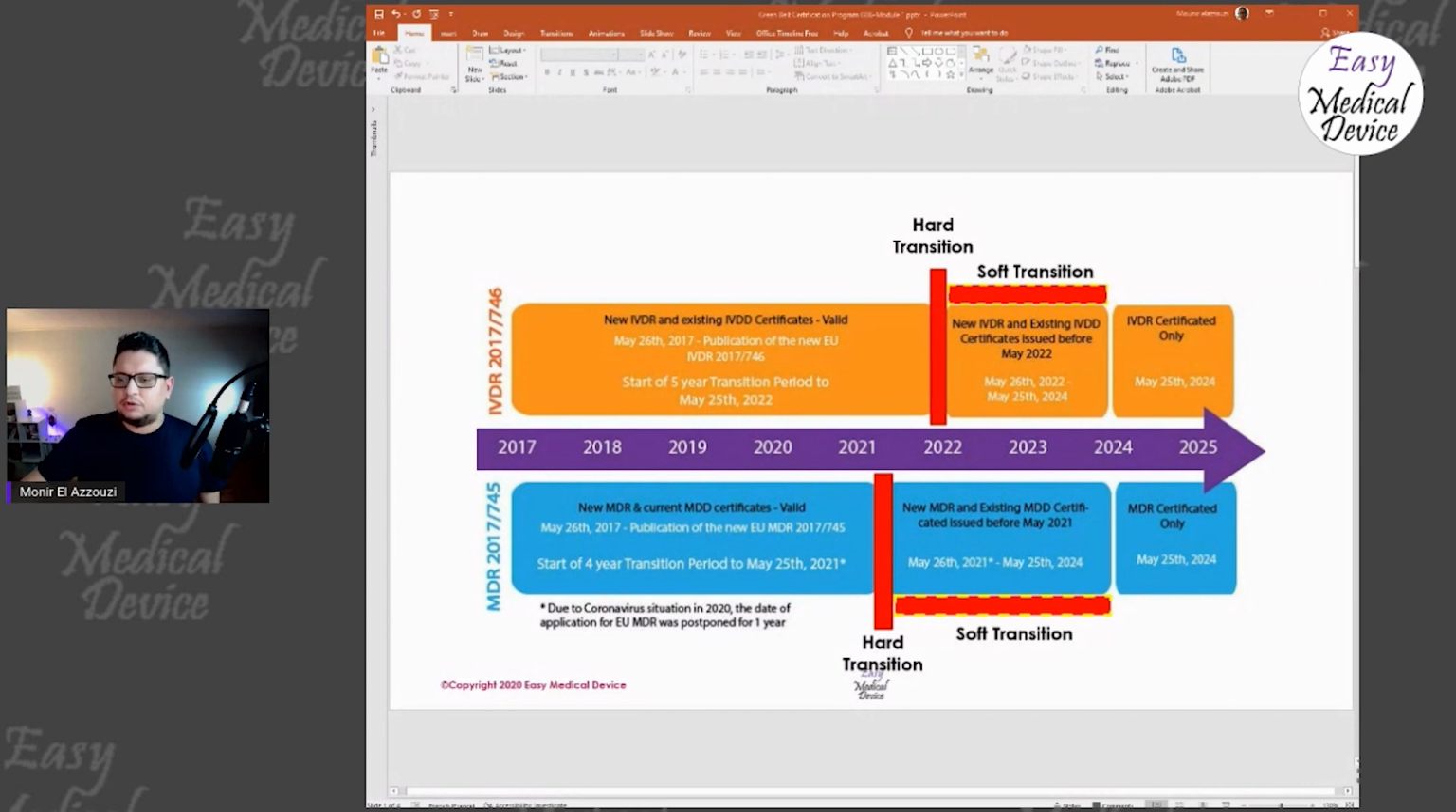So if you have a product that has a certificate, a CE certificate, like MDD or AIMDD, then you can continue to sell these products on the market until the certificate expires. So if the certificate expires in January 2023, then you can continue to sell the products as the MDD product until January 2023. So this is really important because the certificate after this date is not valid. I mean, there is no certificate anymore. So then you'll have to have an MDR certificate.